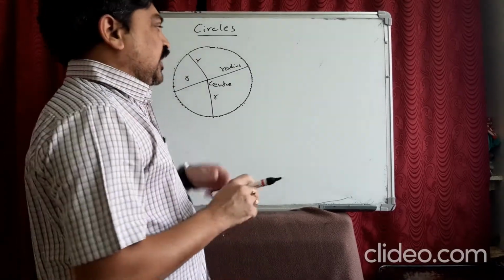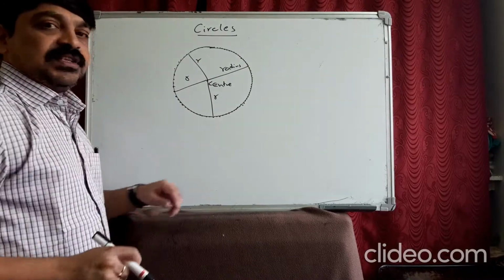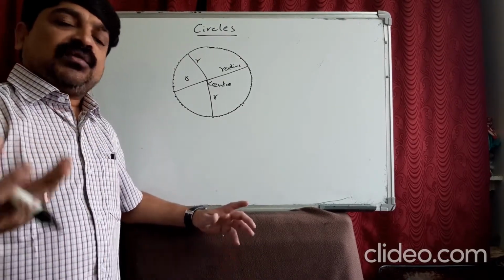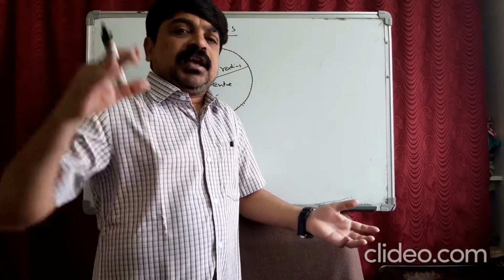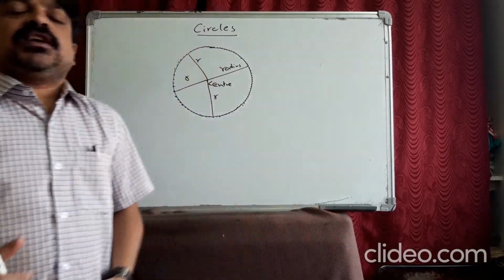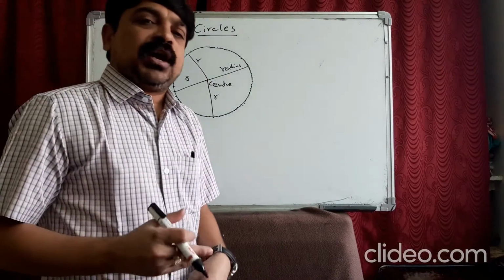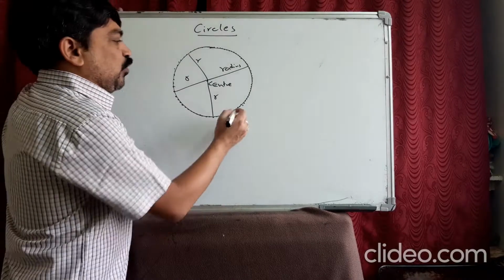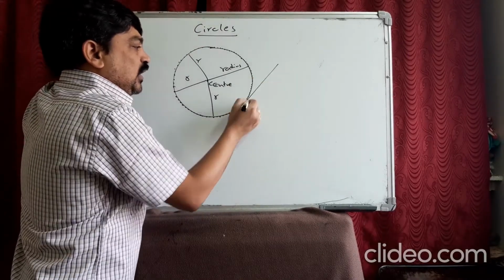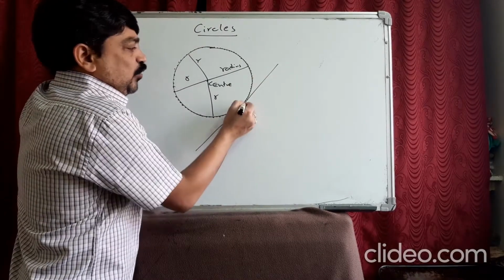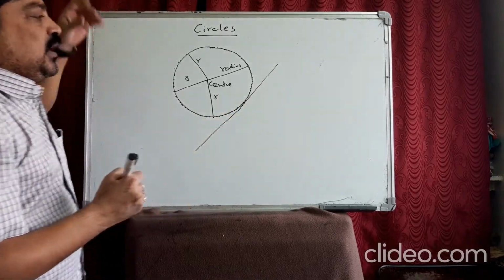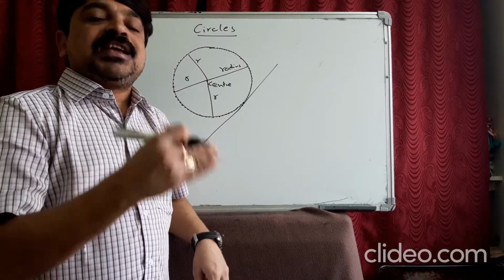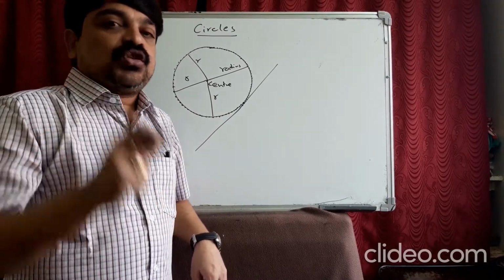Now, the tangent means the line that touches the circle or that touches any curve. It may be a circle, it may be an ellipse. In your future classes, you will learn about the circle, ellipse, parabola, hyperbola, like that. The line that touches the circle at a single point is called a tangent. At a single point means it should meet at only one point. And one more important thing is, if it is meeting at one point, it will never meet any other point of the circle.